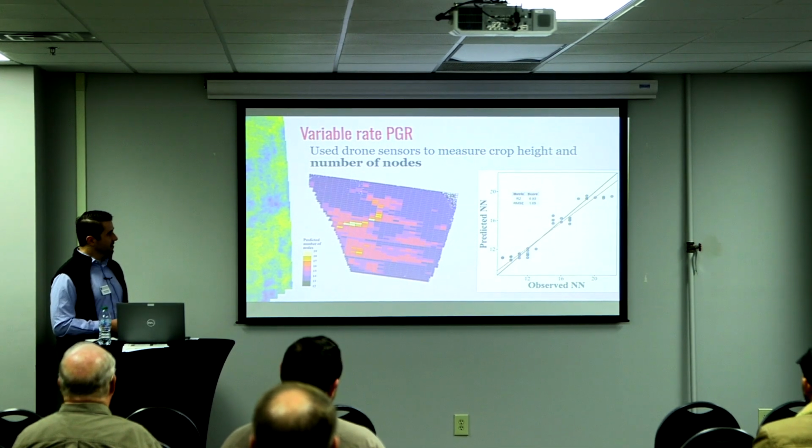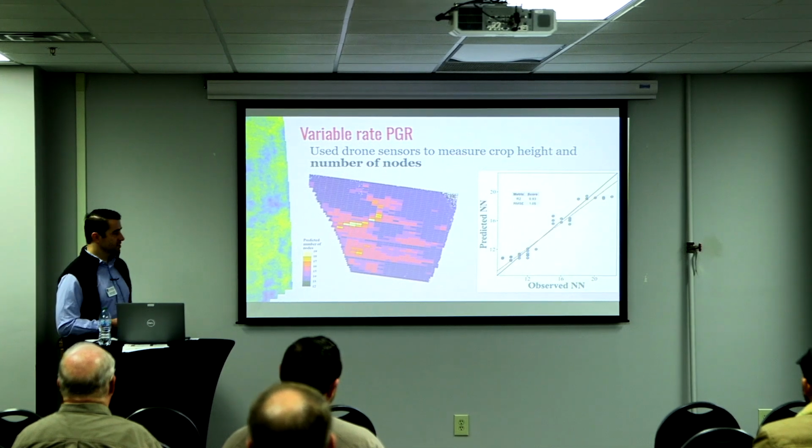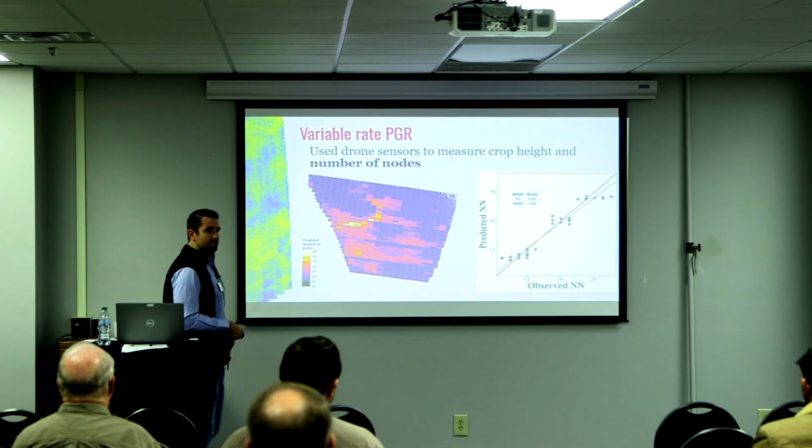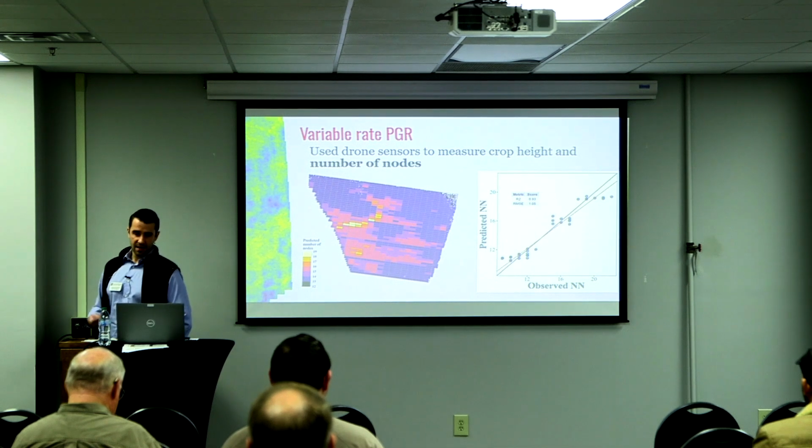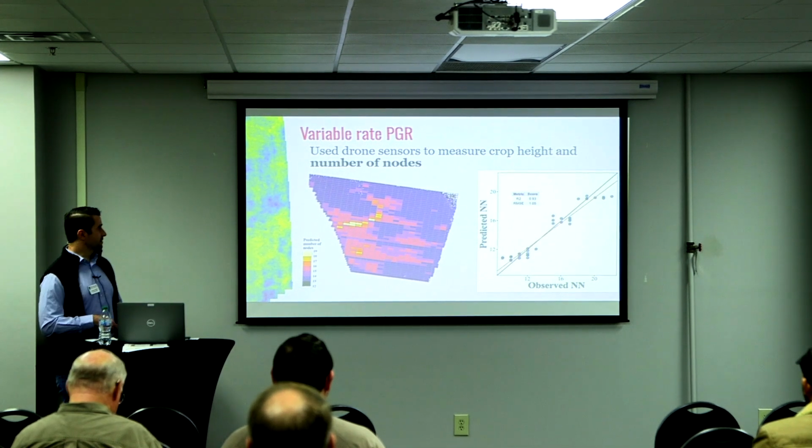So our error in prediction here is about 1 node. So it's still, I would say, better than not having anything. And it can really give us that continuous layer of information to go off of.